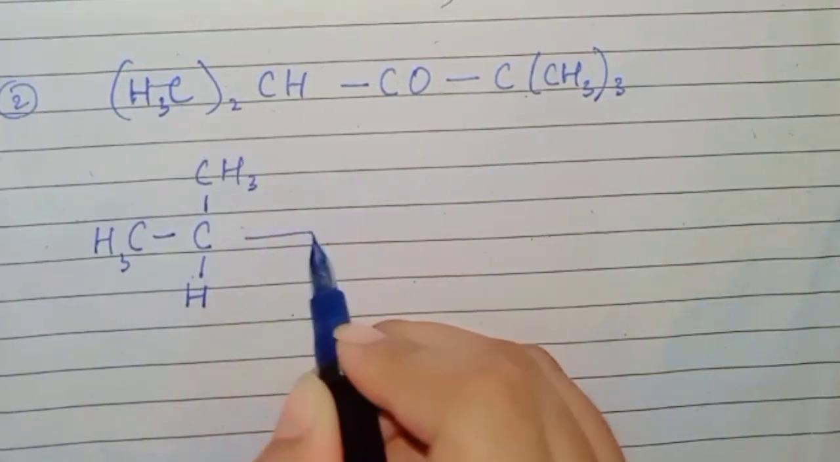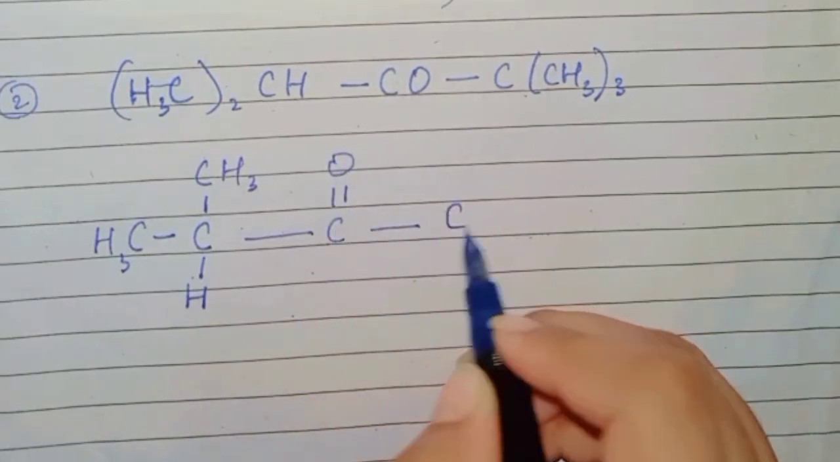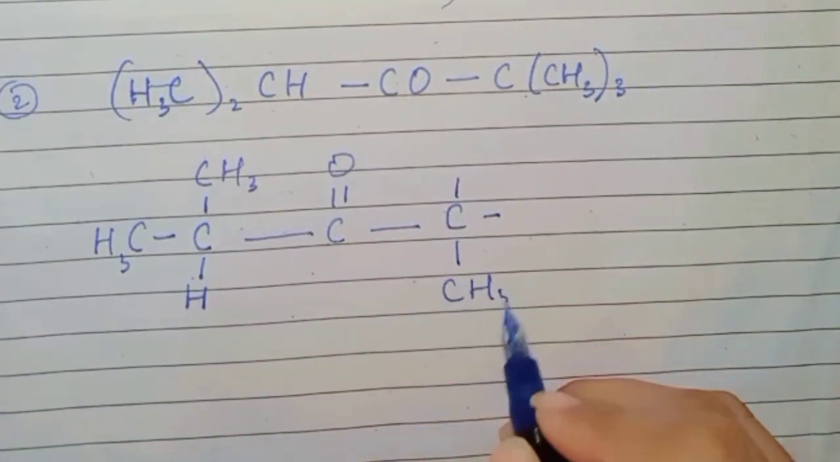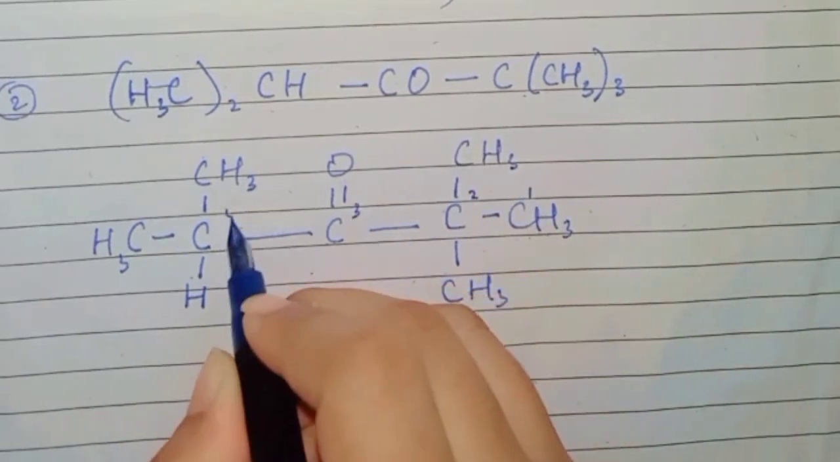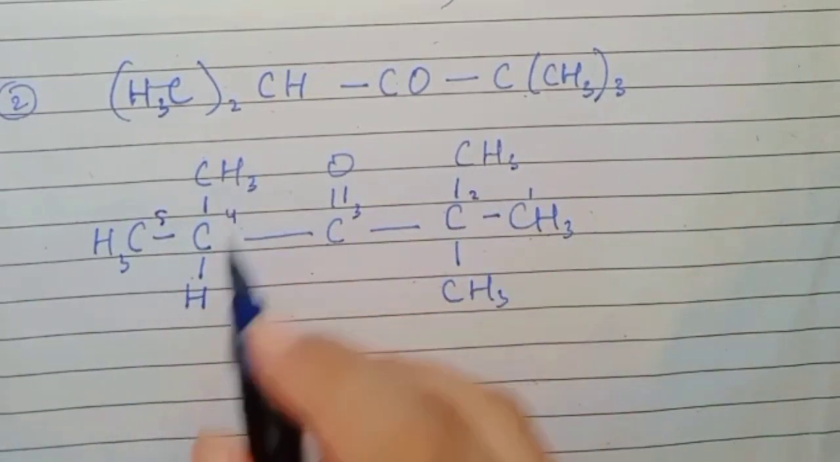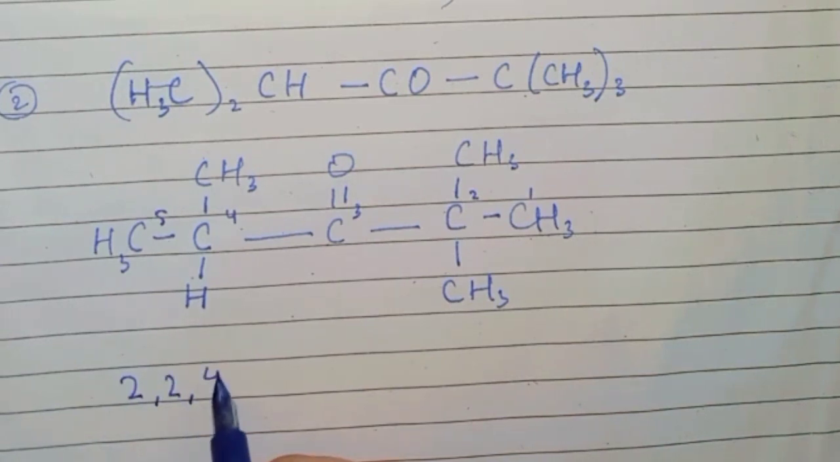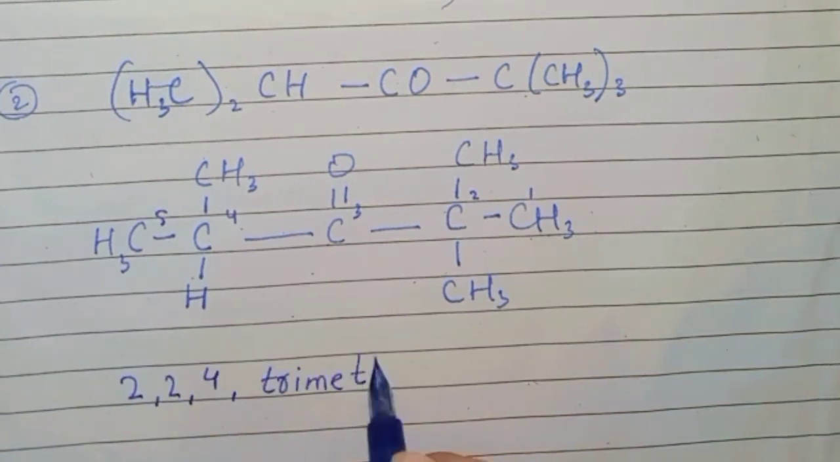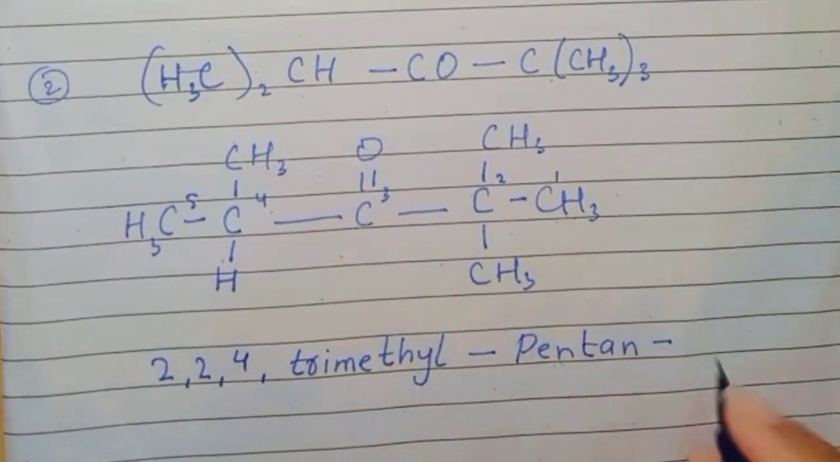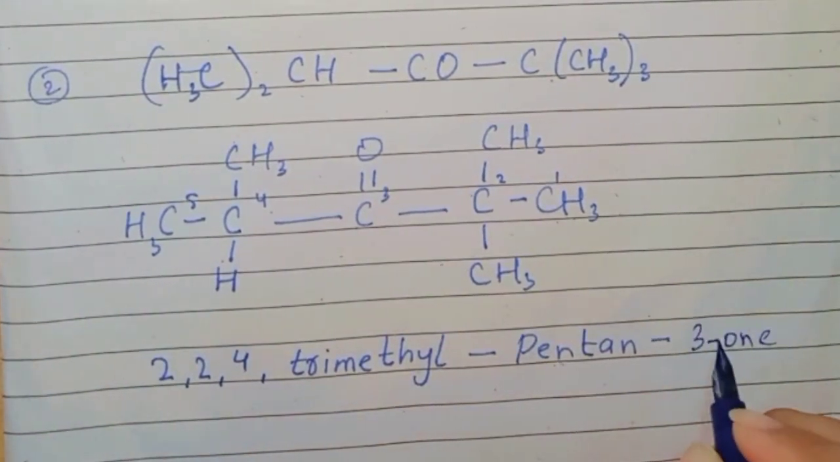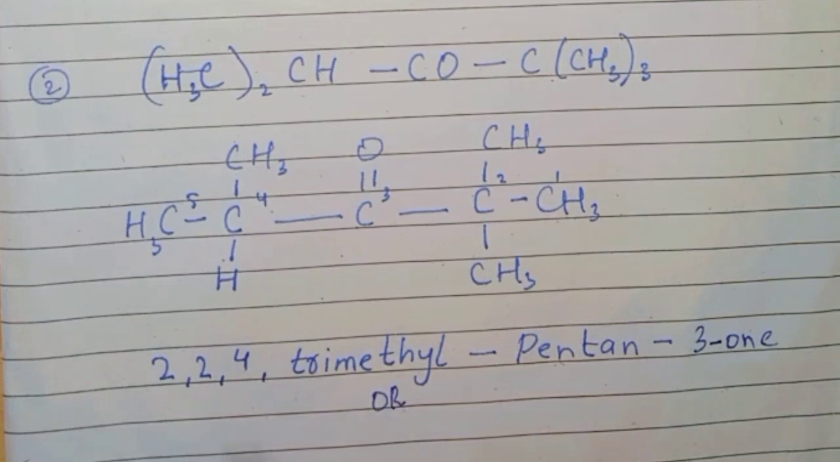The next example is a 5-carbon ketone compound, in which we will start the numbering from the side where the branch is in larger numbers. As we see on the right side, the carbon atom has 2 more branches. That's why we will start numbering 1, 2, 3, 4, 5. The third carbon is the carbonyl carbon, so we will name the compound 2,2,4-trimethylpentan-3-one, as written.